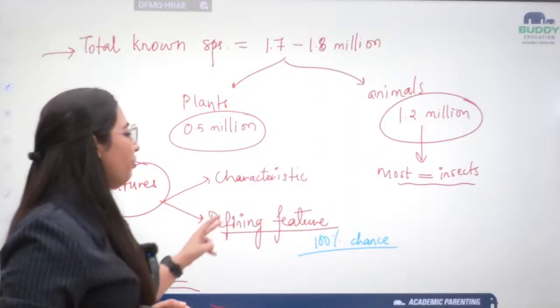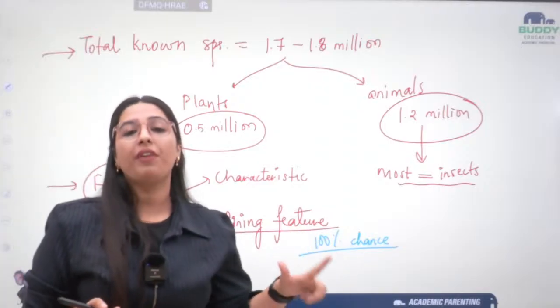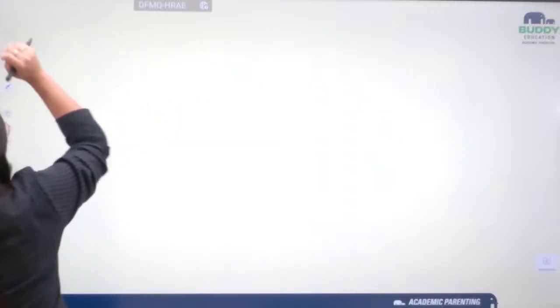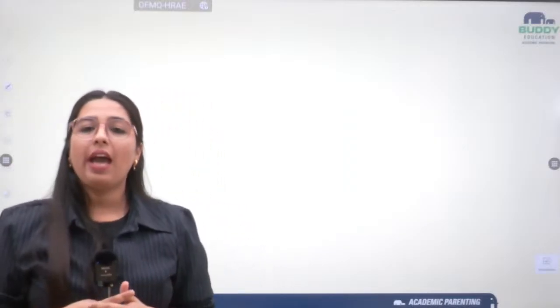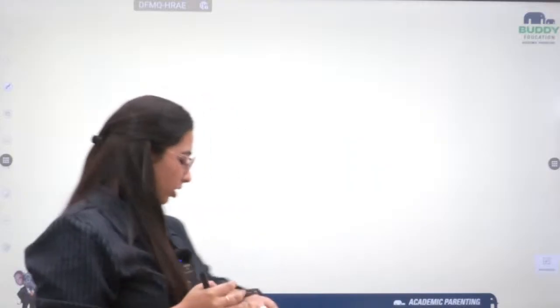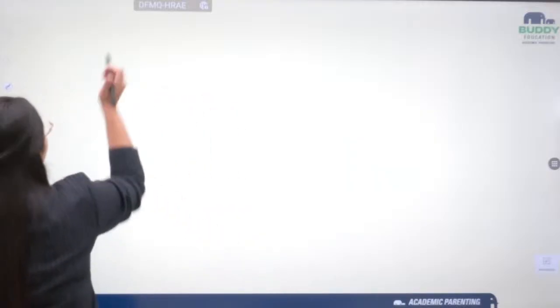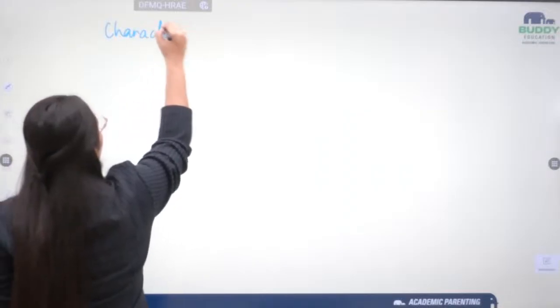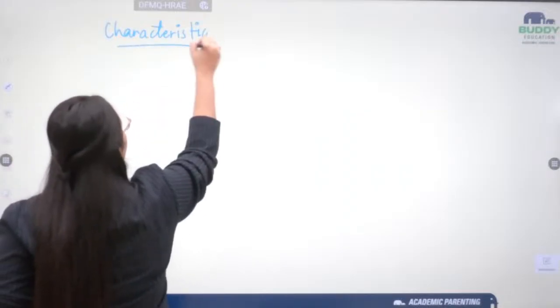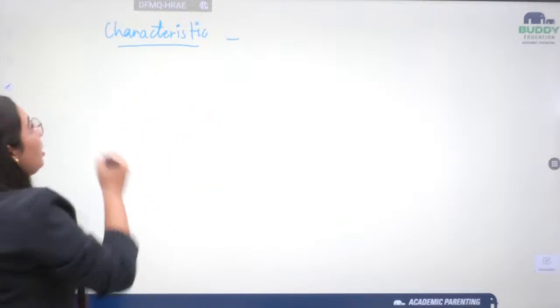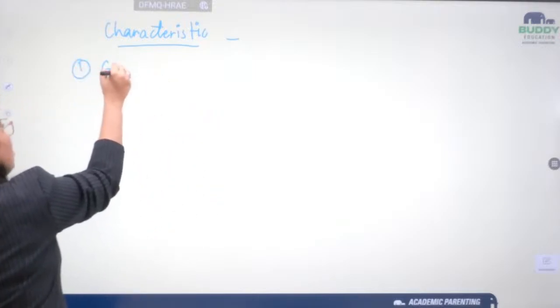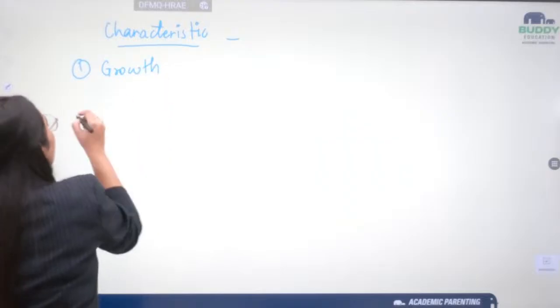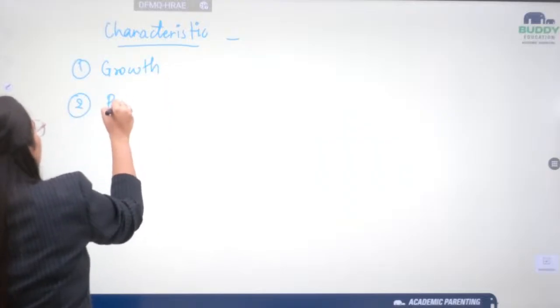Okay, so we have two kinds of feature. One is characteristic feature and the other is defining feature. Let me take you first to the characteristic feature. If I talk about characteristic feature, we have 6 characteristic features. First is growth. Second is reproduction.